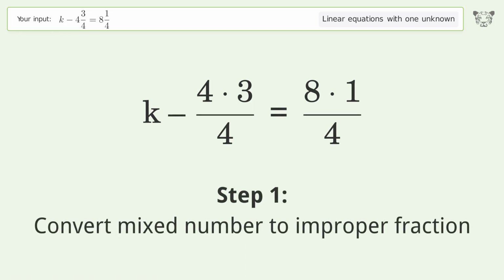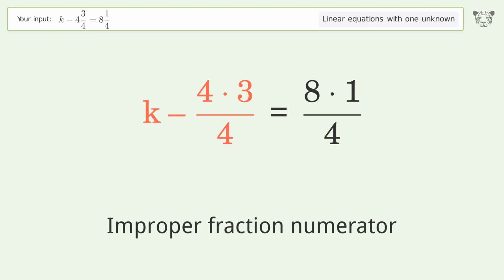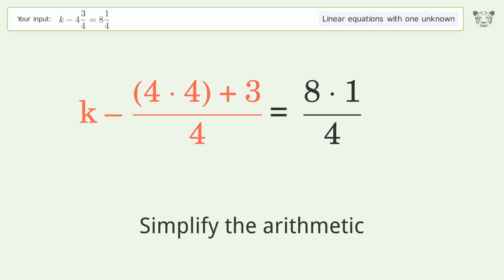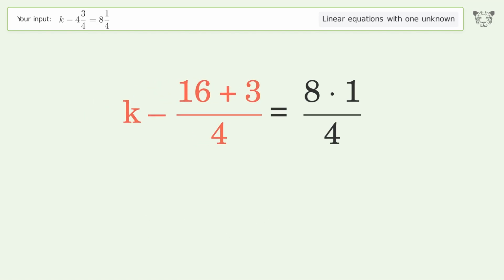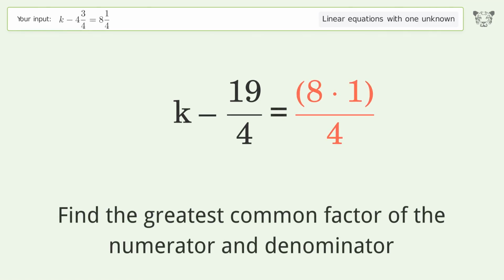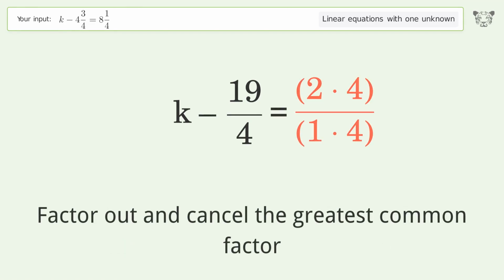Convert mixed number to improper fraction. Improper fraction numerator. Simplify the arithmetic. Multiply the fractions. Find the greatest common factor of the numerator and denominator. Factor out and cancel the greatest common factor.